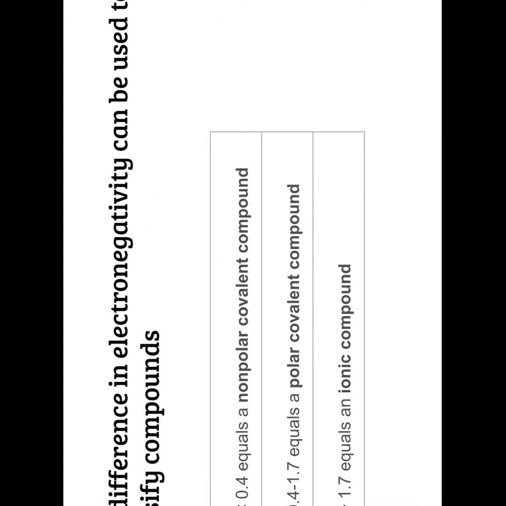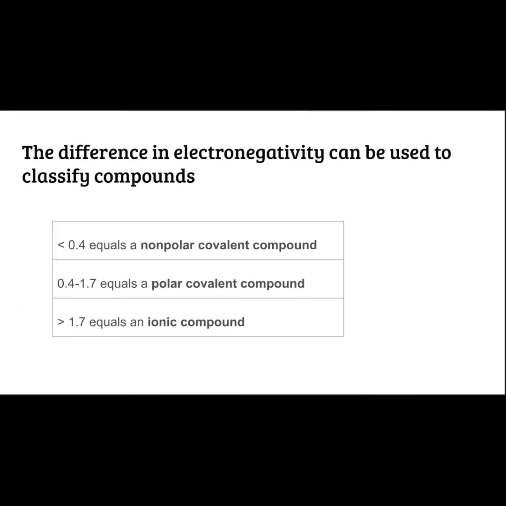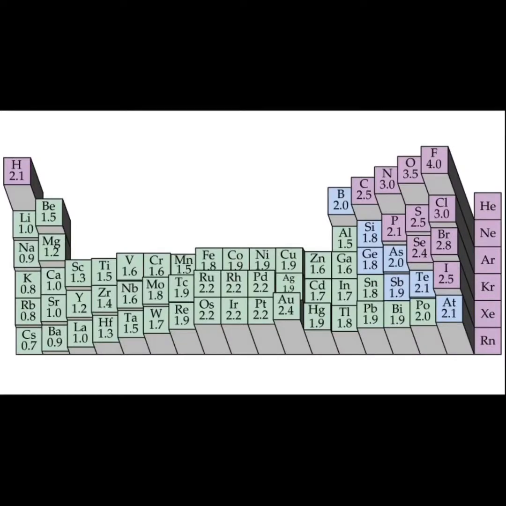The difference in electronegativity can also be used to help classify compounds. We won't really get into that this year, but next year if you end up taking Chem 2 or if you take chemistry in college, you'll learn this. If the difference in electronegativity is around 0.4 or less, we call that a nonpolar covalent compound. If it's between 0.4 and 1.7, it's polar covalent. And if it's more than 1.7, that's probably an ionic compound.